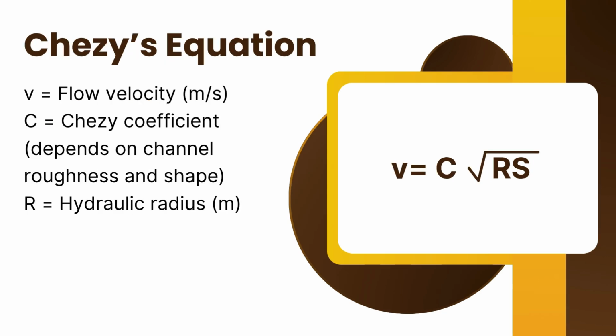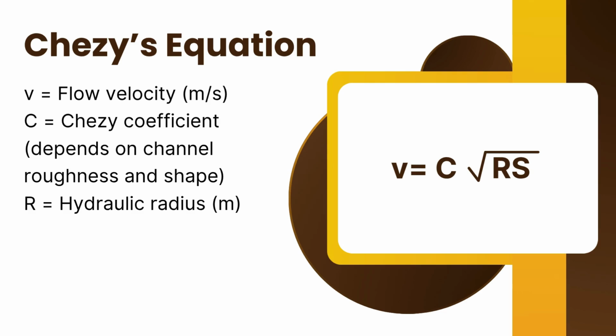Chezy's equation is another way to calculate velocity in open channels. It's a bit simpler and older than Manning's, but still useful. Its formula is velocity equals the Chezy coefficient multiplied by the square root of the hydraulic radius times the slope. Instead of using a roughness coefficient like in Manning's, this formula uses the Chezy coefficient, a number that combines the effects of roughness and flow conditions.